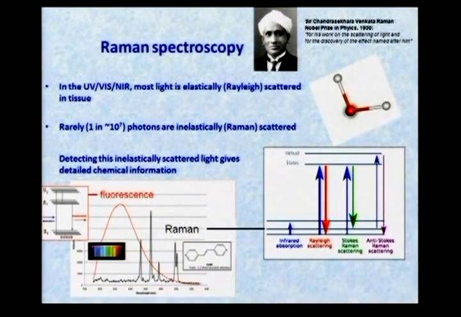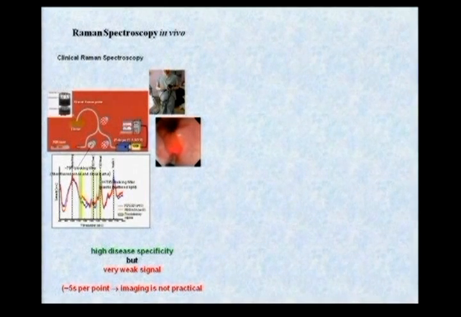Whereas the Raman spectra have a lot of molecular information, and the lines are very, very narrow. And that is a big advantage. So a number of people, including ourselves, in the 90s and early 2000s were interested in using Raman spectroscopy as a means of early cancer diagnosis.